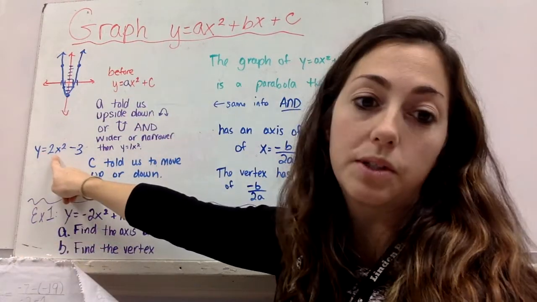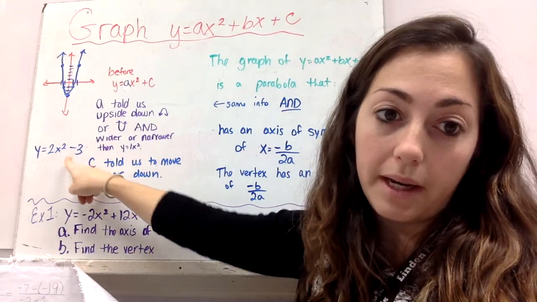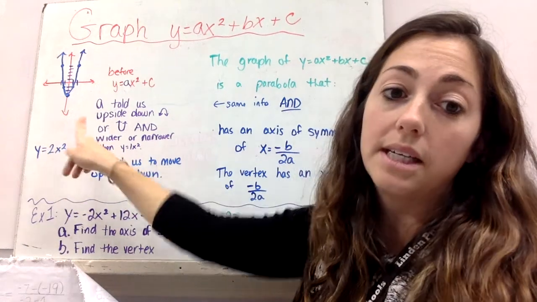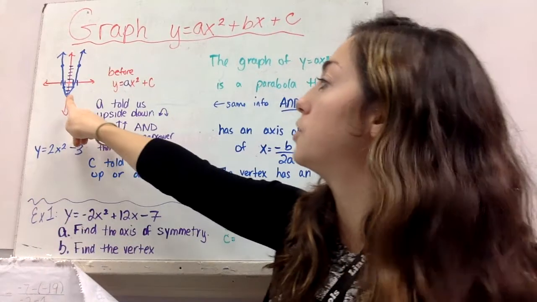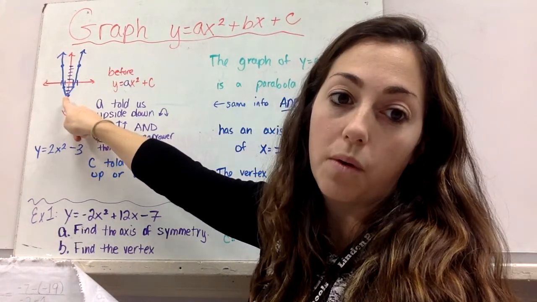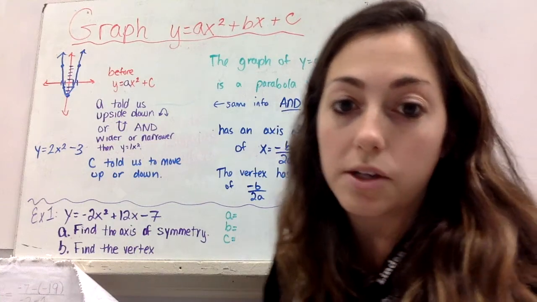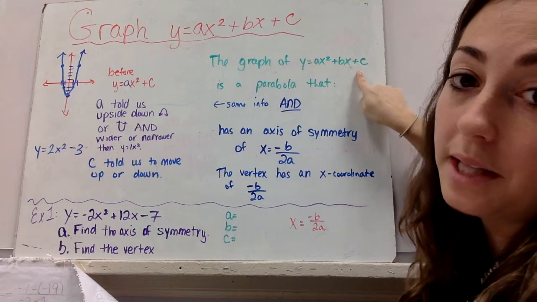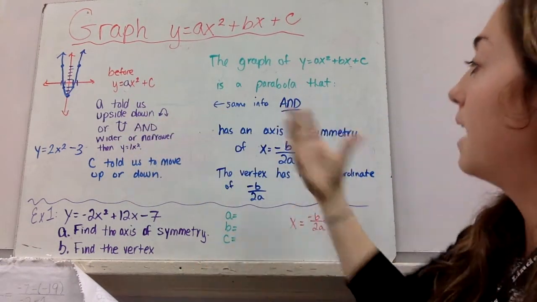For example, y equals 2x squared minus 3. Well, my negative 3 tells me it's down 3, and that 2 as an a tells me it's right side up, and that it's 2 times as large. So from this point, I would go over 1 up 2, over 2 up 4, because it's 2 times as much.